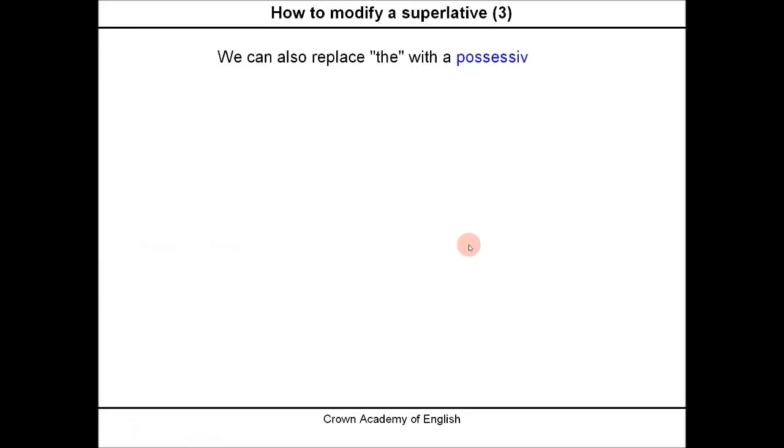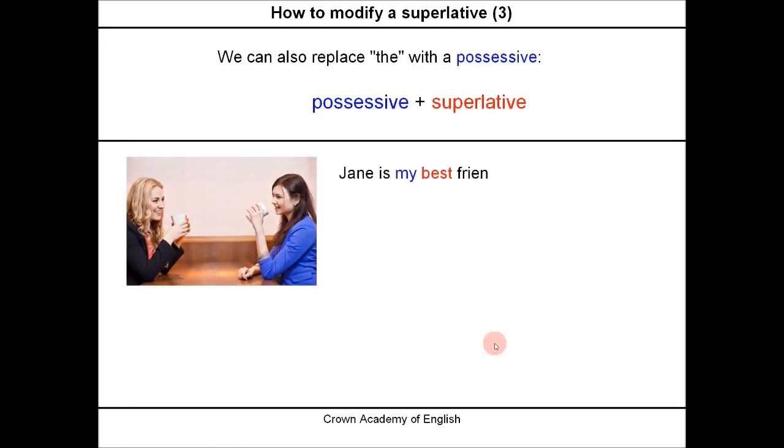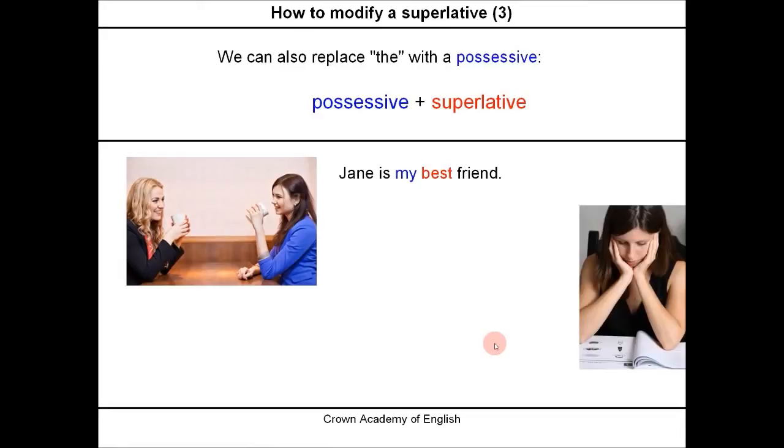And we can also replace the with a possessive. Jane is my best friend. Physics is her hardest exam. So this is the possessive adjective here and here. Or we can say physics is Jane's hardest exam. This time we are using the person's name, and the possessive is with an apostrophe and the letter S.